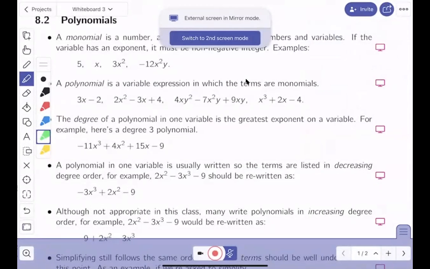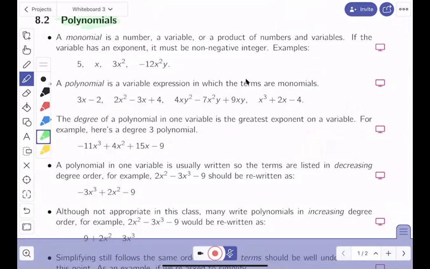Okay, so we're on polynomials. It would be nice, I would say, before you come to lecture to read the material, but we're still going to go over it. So it says a monomial. This is an interesting concept. Poly meaning many, monomial meaning one. So what does it say a monomial is? It could be a number, it could be a variable, or it could be a product of numbers and variables. If the variable has an exponent, it must be a non-negative integer.